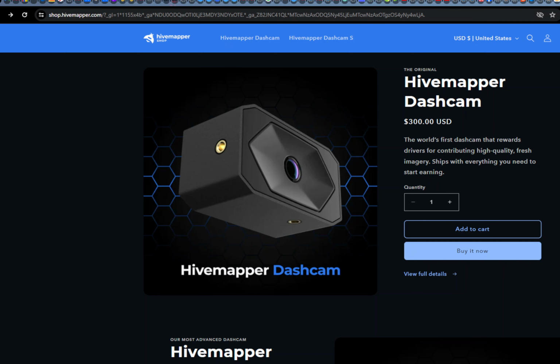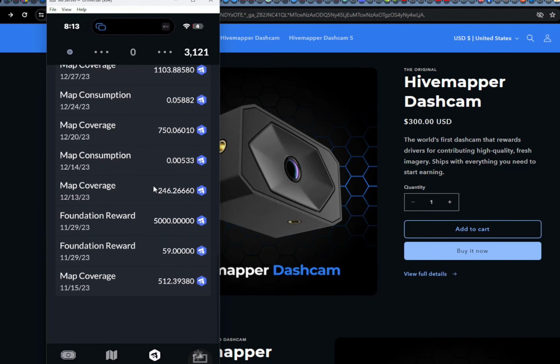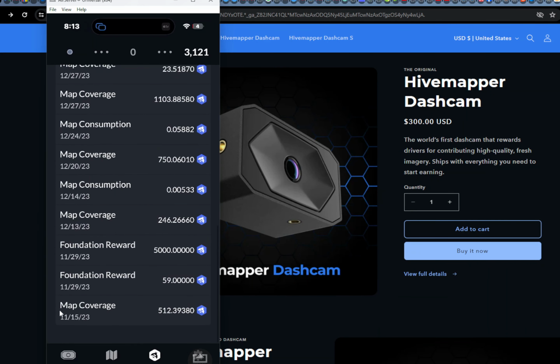So anyways, for 2 months of mining, I'm gonna show you guys when I started. My device came and stopped working right in the week after that. I had to ship it out for replacement. But I got a nice fat 5,000 honey airdrop because I ordered that dashcam in May, and because I was waiting for 6 months, they gave me that nice bonus airdrop.